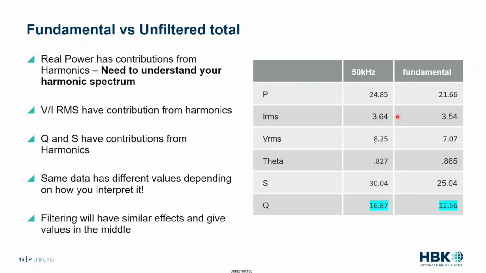Q and S and the RMS values have components contributing from the harmonics. And the same data gives you different values depending on what you calculate. So filtering has similar effects. And I'm going to give some examples with switching frequencies, with inverters involved, where this becomes really apparent why this is such a big difference.